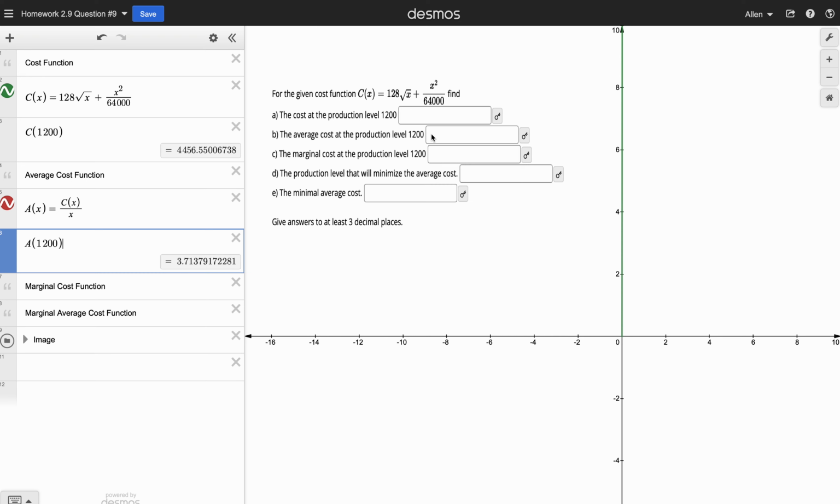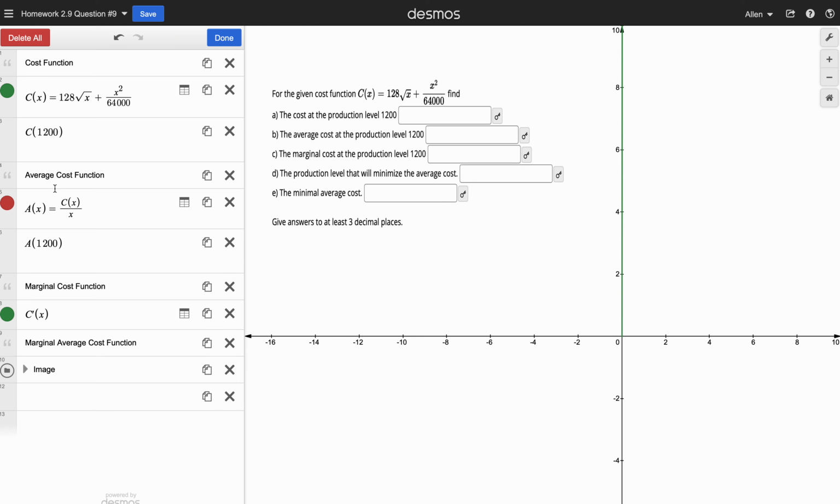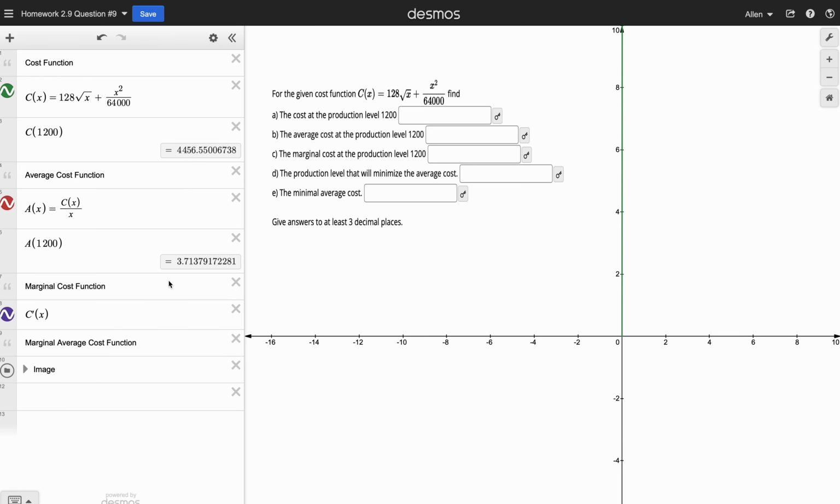The next thing we're asked to do is find the marginal cost at 1,200. So let's go ahead and graph our function. If you want the graph to show up, you just put C prime of x. And that's green. Let's change that to a different color. Let's make that one purple. So our marginal cost will be purple when we see it over here.